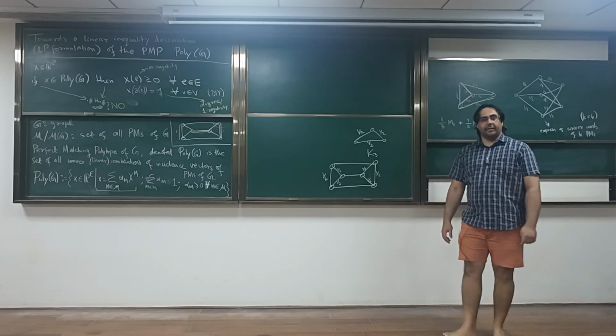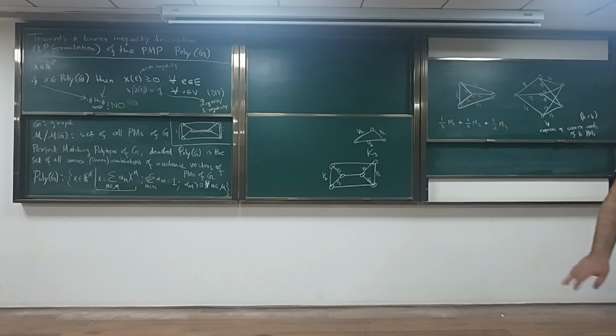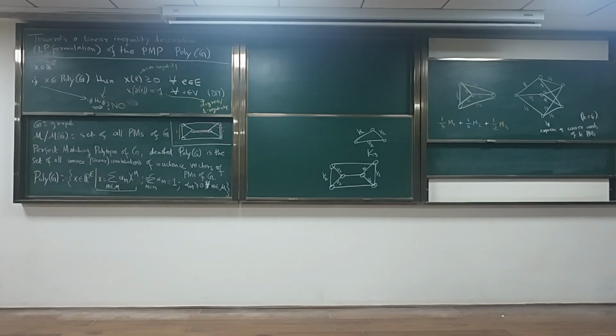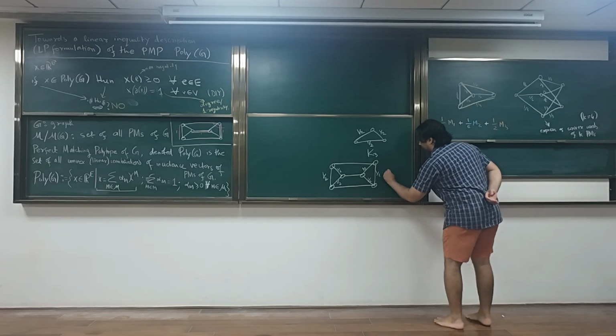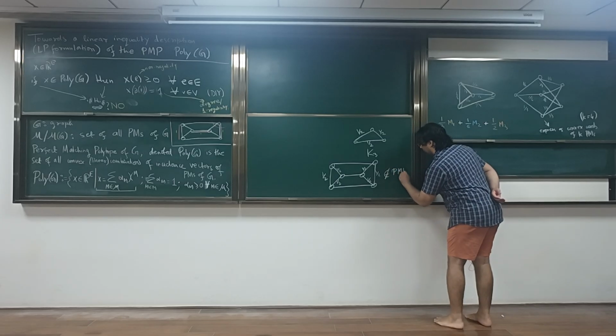This is a non-negative one regular vector where I don't put anything, I mean 0. You can see that the sum at every vertex is equal to 1. But this vector does not belong to the perfect matching polytope. That is something you need to convince yourself. Why does it not belong to the perfect matching polytope?